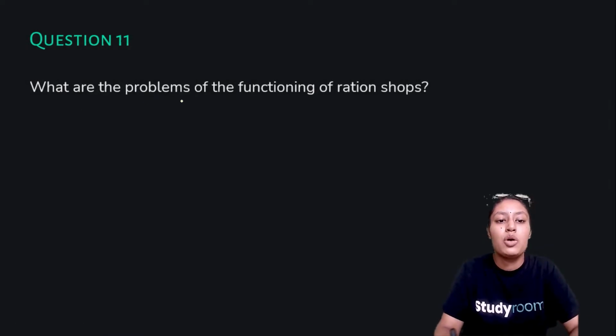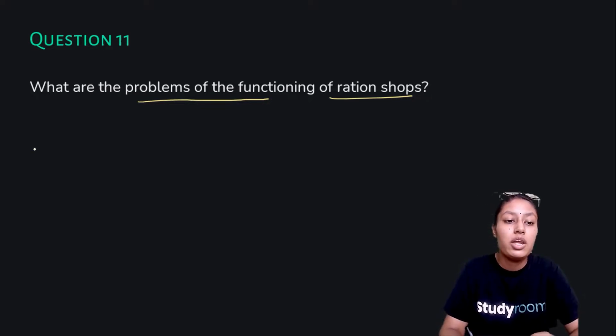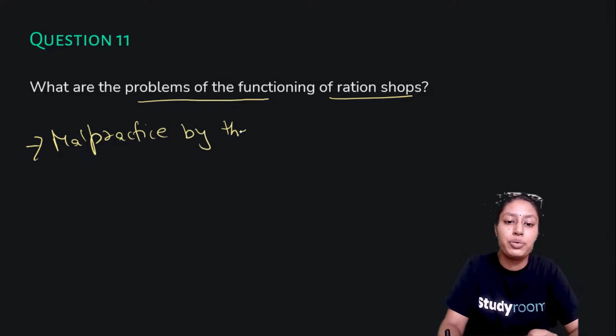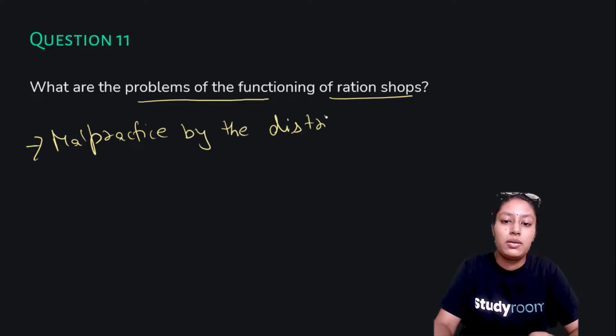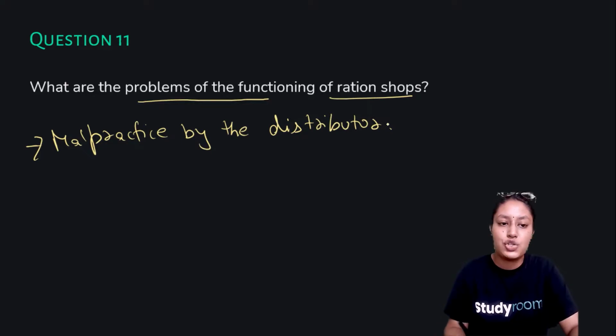Question number 11 is, what are the problems in the functioning of ration shops? There have been several problems and criticisms with the PDS, public distribution system, that we have discussed. One of them, and the major one, is malpractice by the distributor. Malpractice by the distributor means corruption by the distributor, which leads to beneficiaries not getting the proper ration that they require. So this is one of the major problems with ration shops.